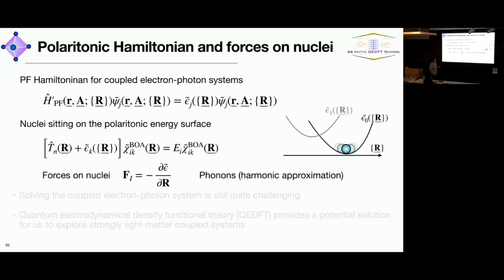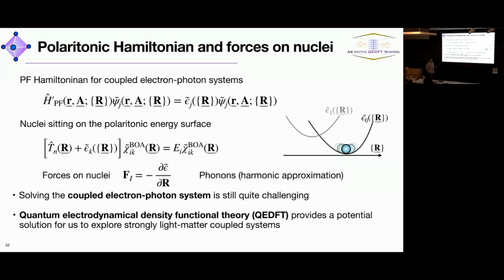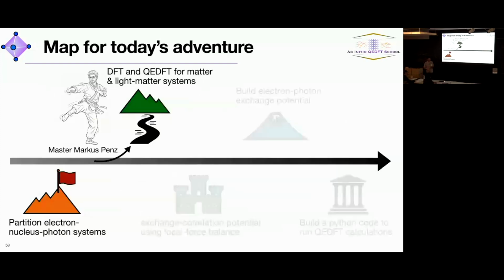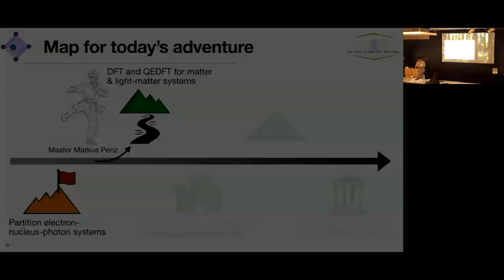Okay. So as I said, solving this polaritonic Hamiltonian for the coupled electron photon system is still very challenging. And that's why we need QEDFT to solve this Hamiltonian. So now I'm going to head to Markus' lecture. You already reached this summit, you already get some ideas about how to do this partition, and the next thing is that Markus is going to cover the DFT and QEDFT mapping. So I'm going to switch.